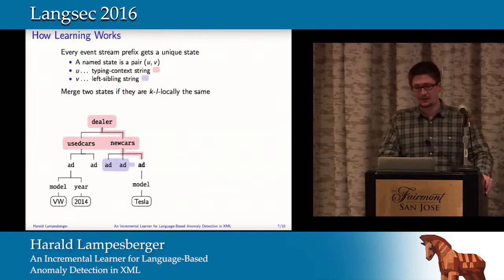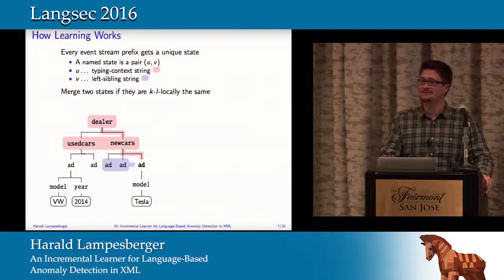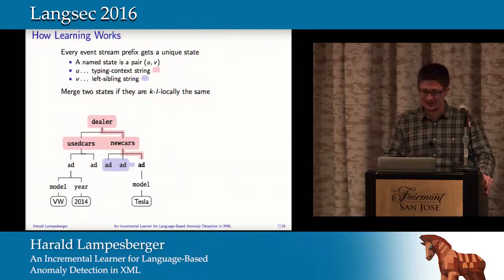So the red part and the blue part together are all the typing information a deterministic parser needs to decide the type of the rightmost add element. We use the typing context and the siblings to derive a unique state.